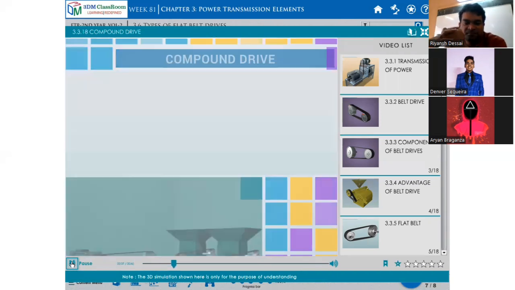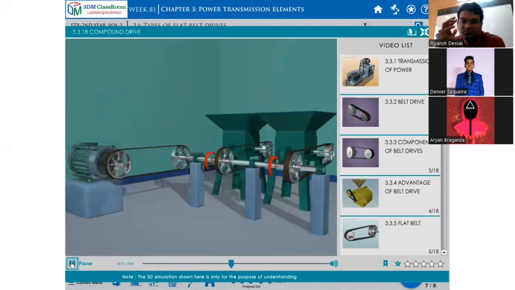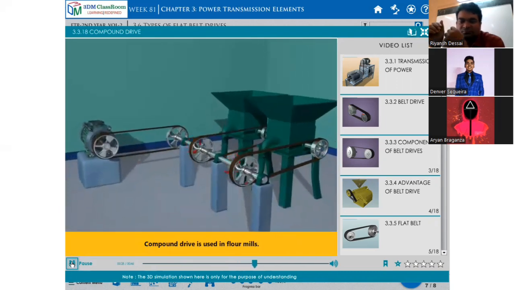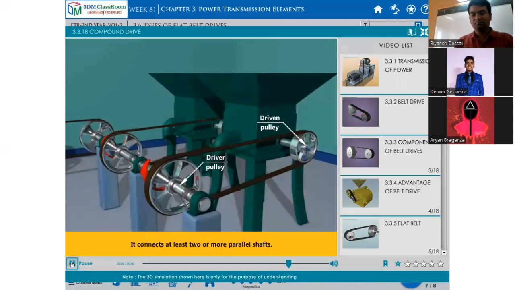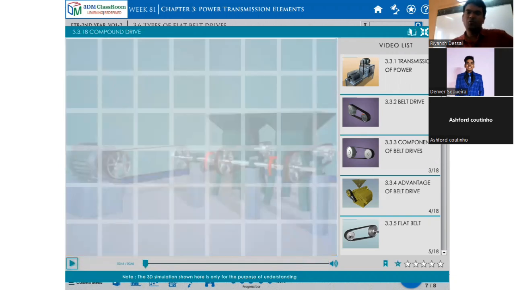In a belt drive, if the power is transmitted from the driver pulley to the driven pulley through one or more intermediate shafts or pulleys, it is called a compound belt drive. Driver pulley, driven pulley. It connects at least two or more parallel shafts. Okay. Driver and driven shafts rotate in the same direction. So two or more shafts can be connected.